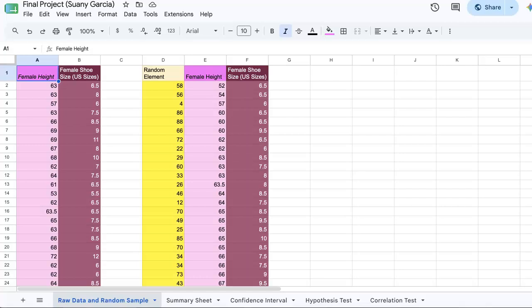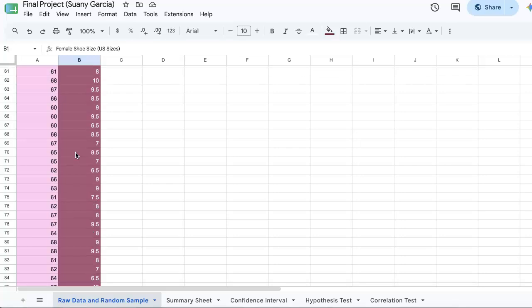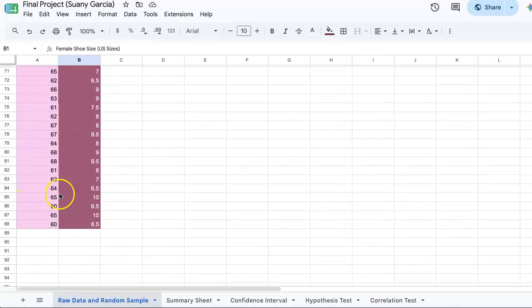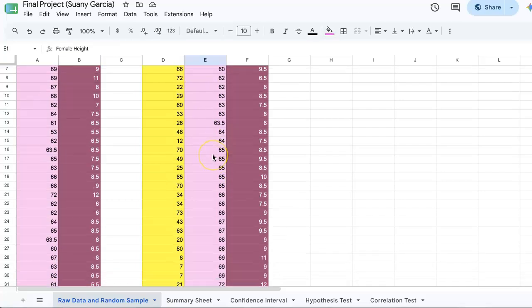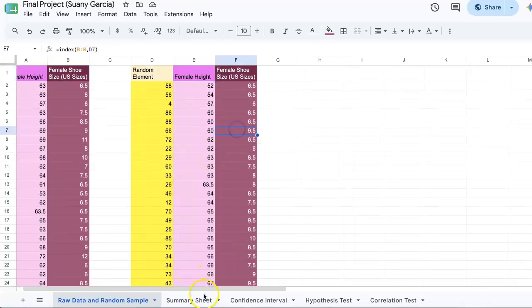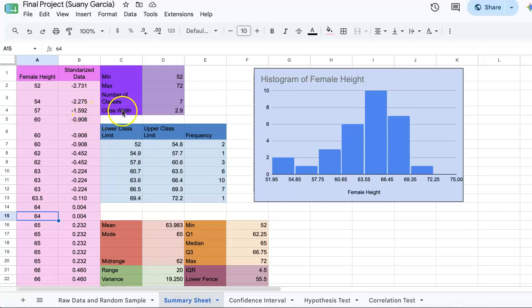I did my project on female heights and their shoe sizes. You can see here that we start off with about 87 data points, and then we narrow that down to 30 data points over here. And then for my summary sheet, I chose to do female heights. And then we found the Z-score of each of those heights.